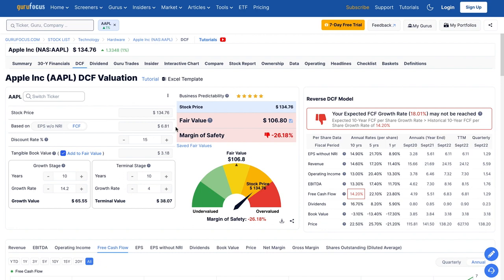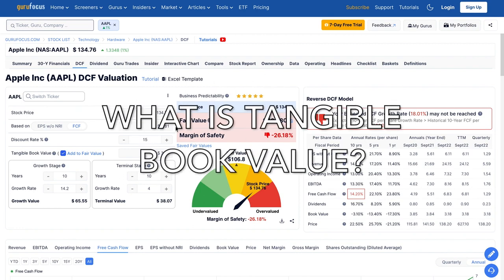Then finally, we'll add in Apple's tangible book value to add that to our fair value. So right now, Apple has about $3.18 worth of tangible book value per share. So what is tangible book value?